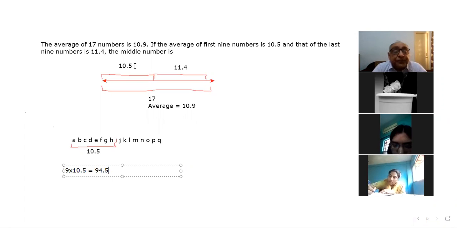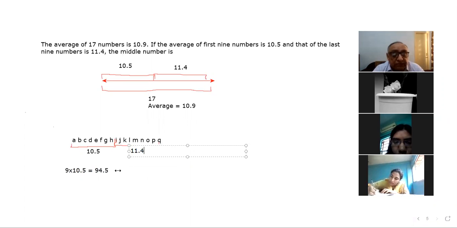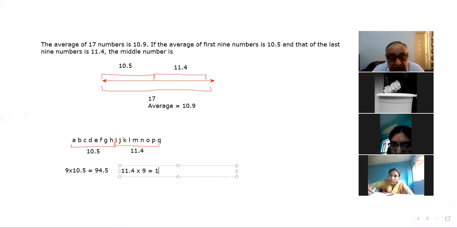And now the sum of the last 9 numbers, I to Q. Their average is given as 11.4. So the sum of the last 9 numbers becomes 11.4 into 9, which is equal to 99 plus 3.6. It means 102.6. Okay, great.